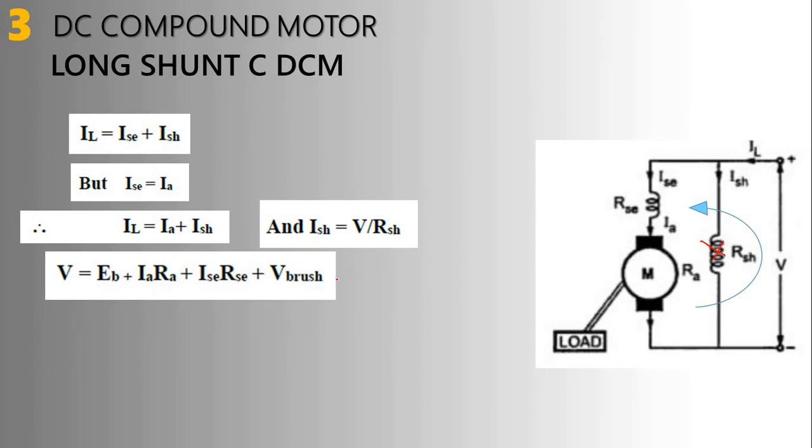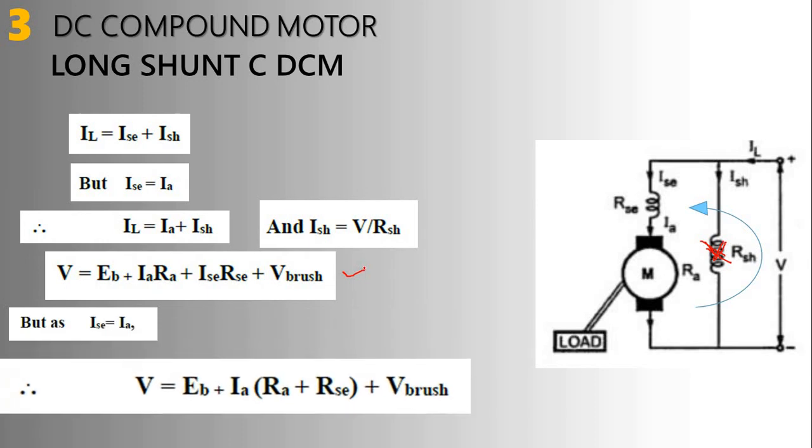This is the same as, if you are neglecting the shunt field winding, the circuit acts as a series motor, so you can get the expression of a series motor. So here IA equals ISC, so you can get V equals EB plus IA into (RA plus RSC). The brush voltage drop is small, so you can neglect it.